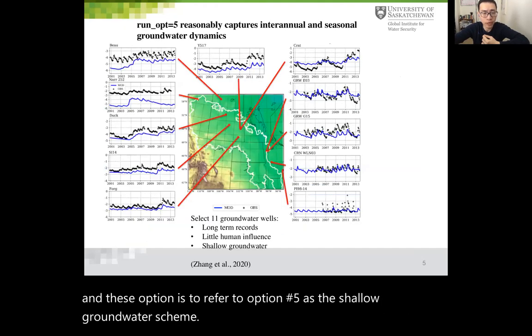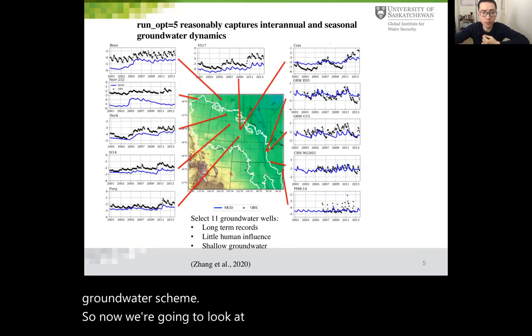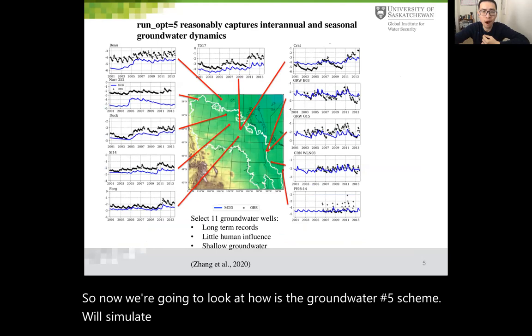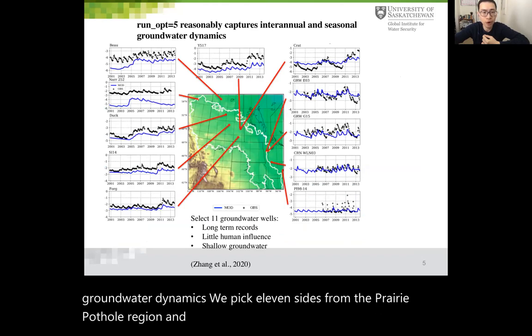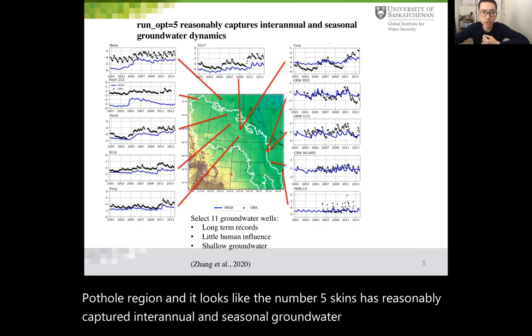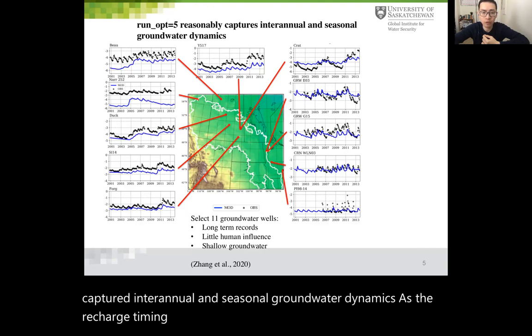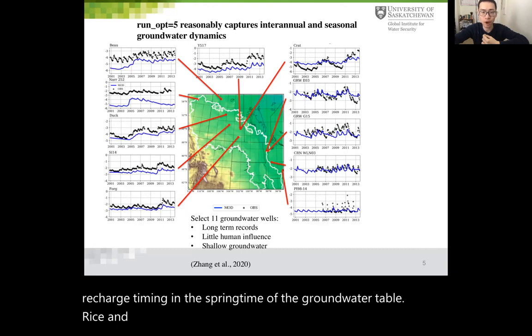So now we're going to take a look at how the option number 5 scheme simulates and captures the interannual and seasonal groundwater dynamics. We pick 11 sites from the Prairie Pothole region, and it looks like the number 5 scheme has reasonably captured interannual and seasonal groundwater dynamics, such as the recharge timing in the springtime of the groundwater table rise and then decline due to evapotranspiration in summer.